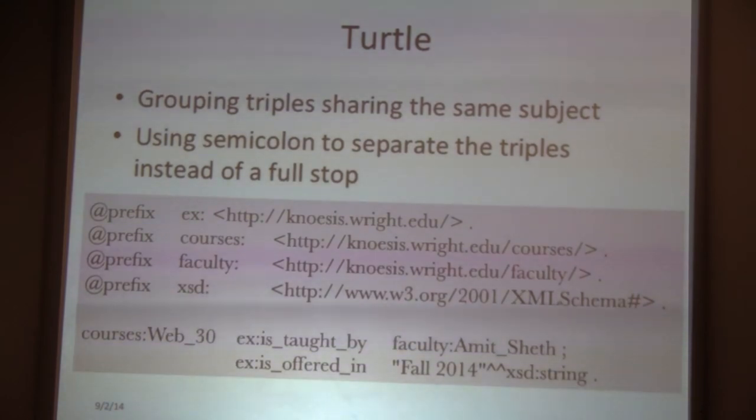A lot of the time you encounter the situation where you create multiple triples just for describing one resource. In that case, this is how you can group all of the triples that share the same subject. The semicolon at the end indicates that the next one is going to share the subject with the previous triples. By that, you can save even more. It can reduce the size of the total string.